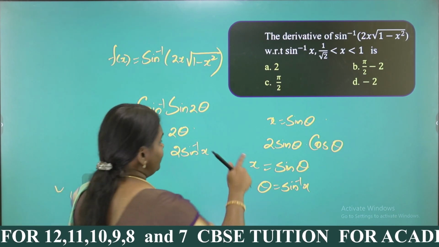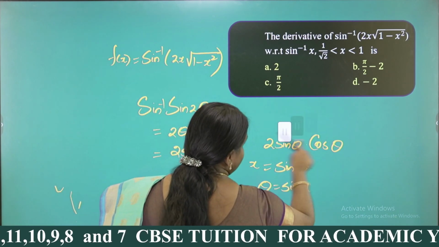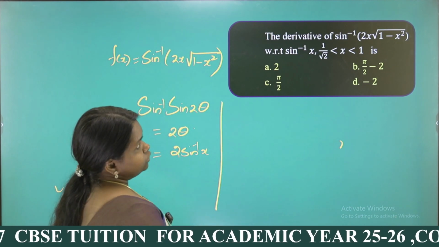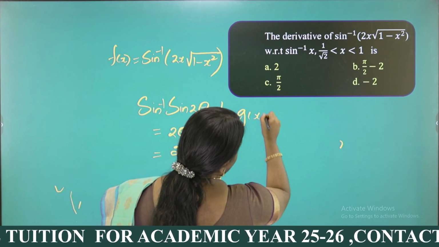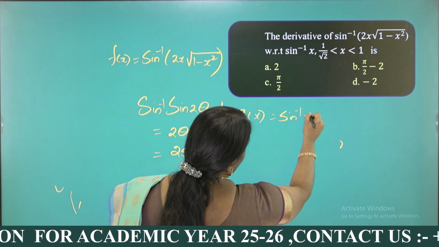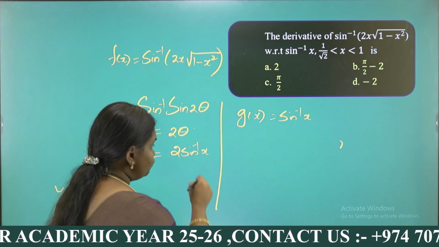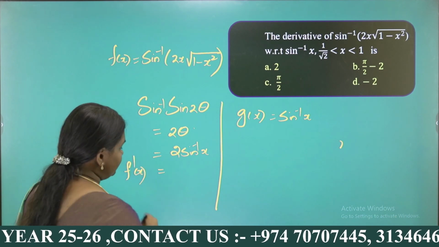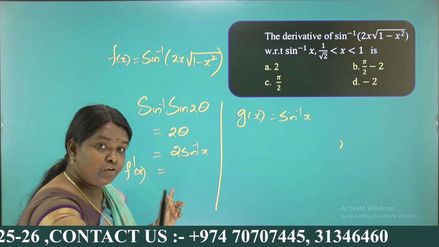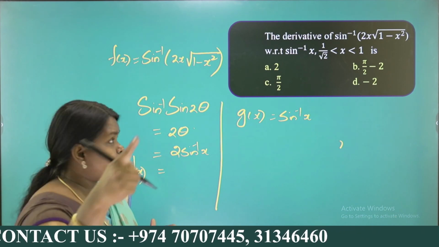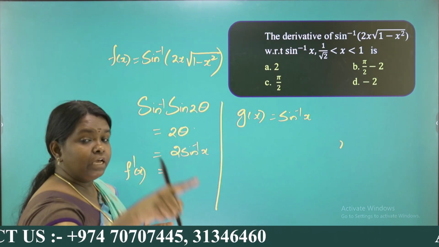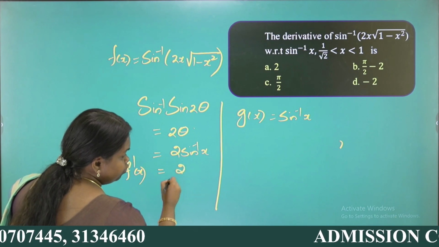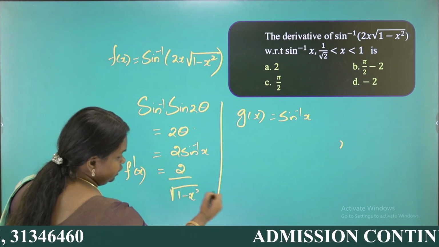Okay. Now I got f of x. Now I will check what is happening to my g of x. Of course, it is a very simple function, sine inverse x. You know the derivative of it. So, what is the derivative of 2 sine inverse x? We want the derivative of f of x with respect to g of x. Correct. So, f dash of x means 2 by root of 1 minus x square.